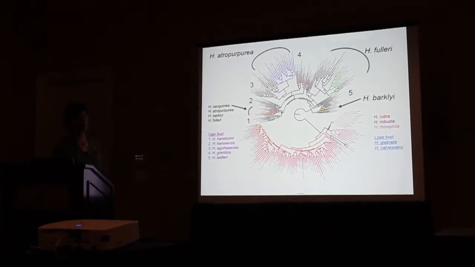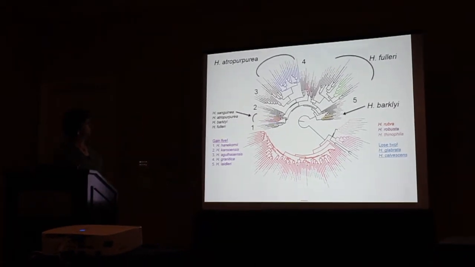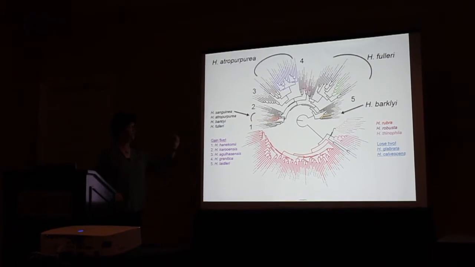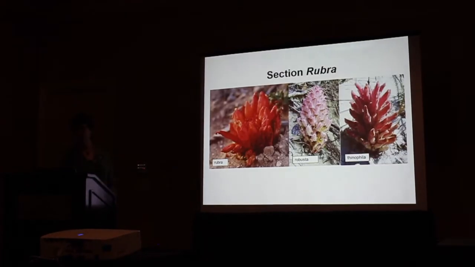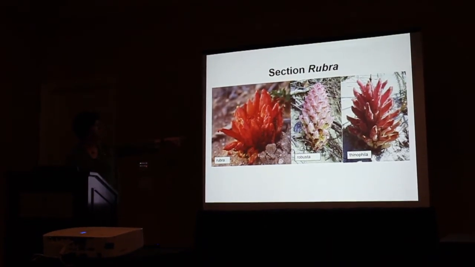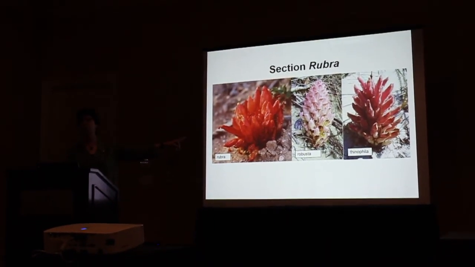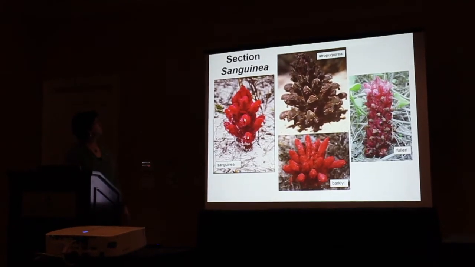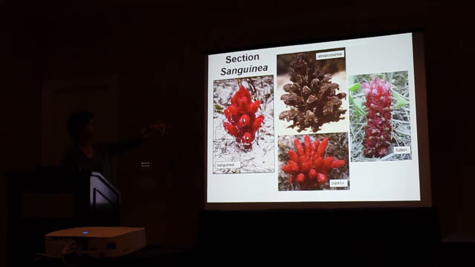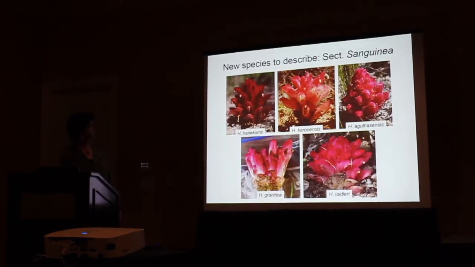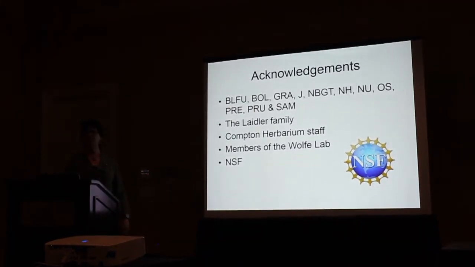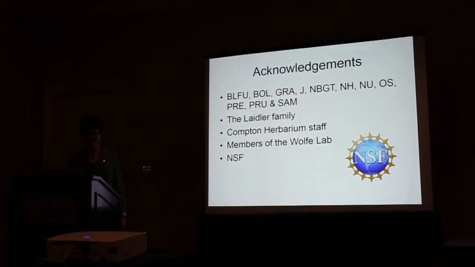So then I have the new species, these distinct clusters. I will give them names, these five names here. And so here's what the genus looks like. Here's section rubra: Hyobanche rubra, Hyobanche robusta, Hyobanche tenaphila, very well supported in that tree. Section sanguinea: these are the original species, Hyobanche sanguinea, atropurpurea, fulleri, and barklyi, and then these are the new species that I'm describing. So that's it, that's solving a taxonomic puzzle.